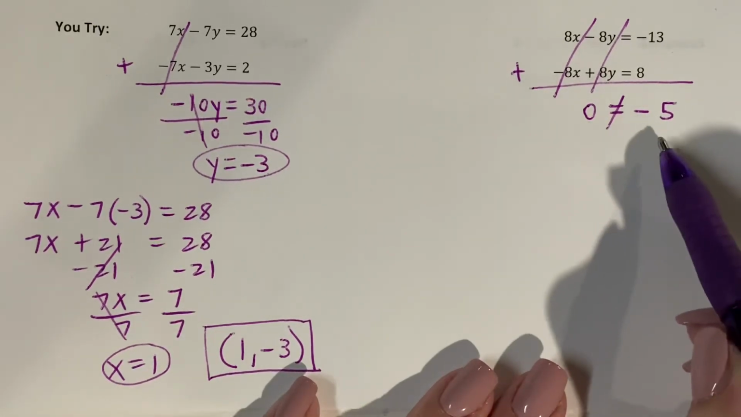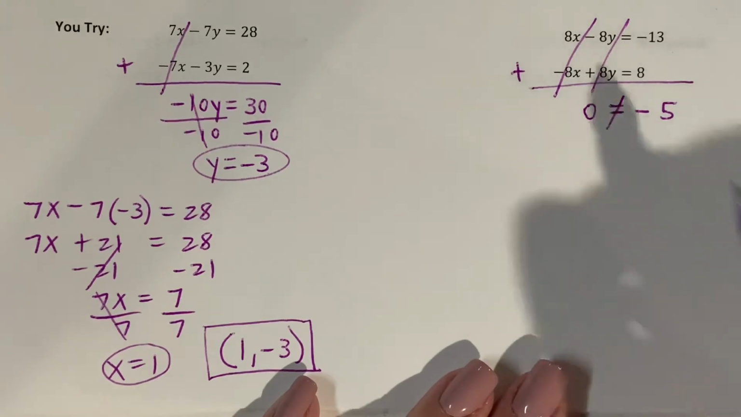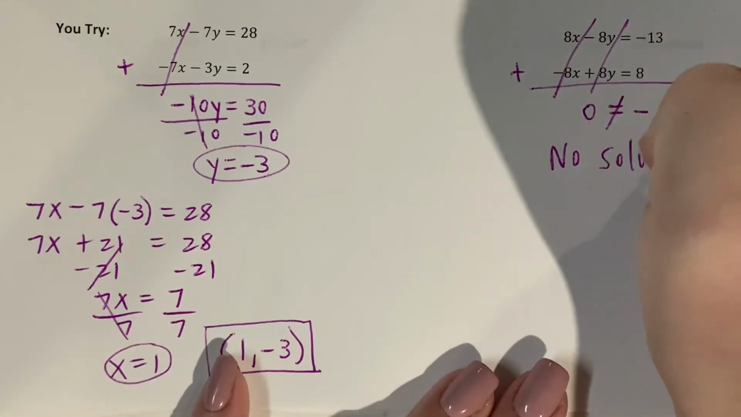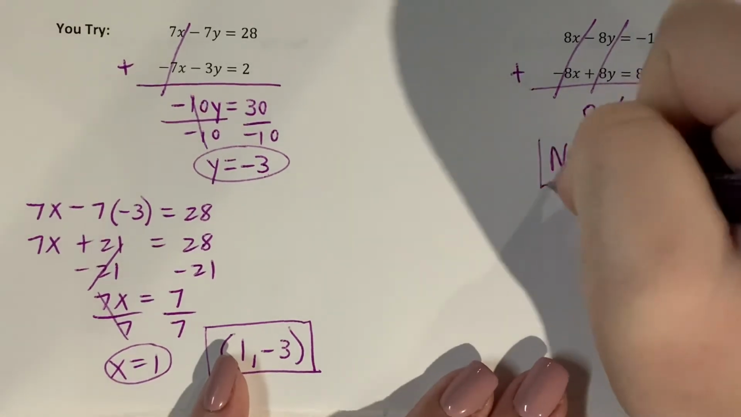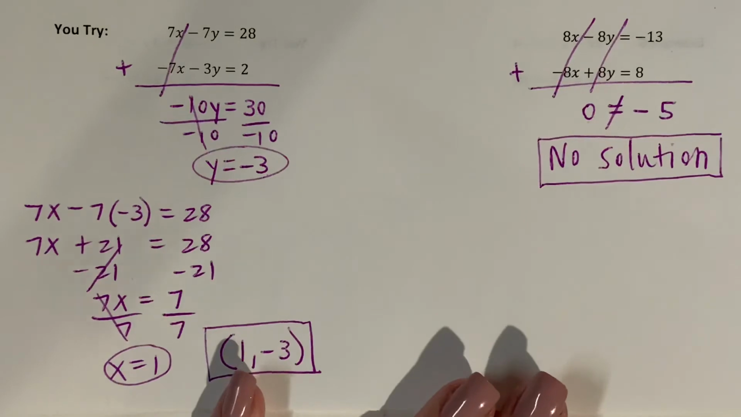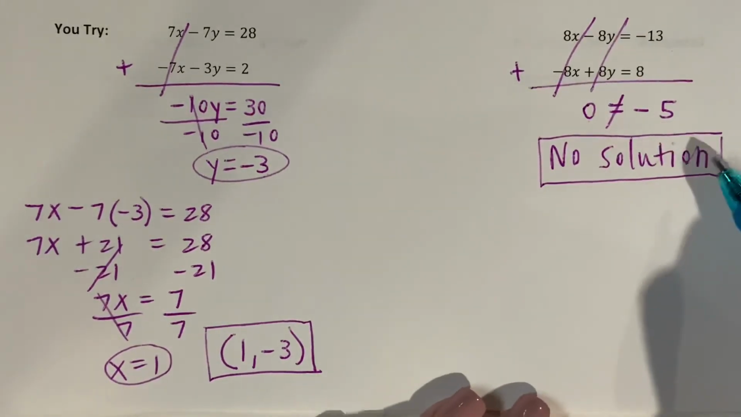Or this is familiar, this happened with substitution. When you get a number that is not equal to another number, we get no solution. There's no solution to this system of equations. No solution. I'd like you to also make a note, because there was another special case that we learned besides no solution.